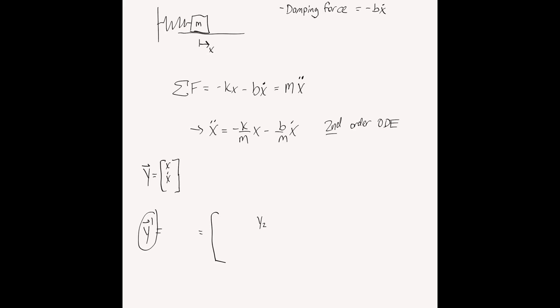X double dot is not in y, so we need to describe X double dot in terms of the things that are in y, which are X and X dot. But that's what the differential equation does. It gives X double dot in terms of X and X dot. So I'm going to write, instead of X double dot, what X double dot is equal to, which is negative k over m x, which is y1, minus b over m x dot, which is y2.